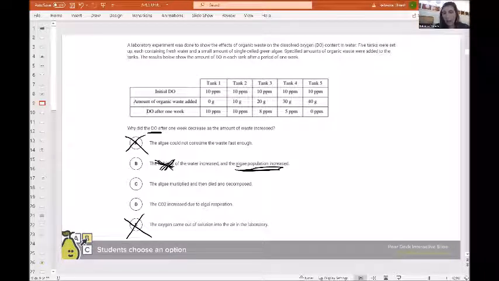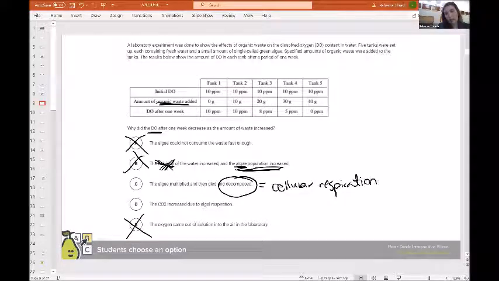And honestly, if you have more photosynthetic organisms in the water and they're doing more photosynthesis, we really should see an increase in dissolved oxygen. So that doesn't quite answer it as well. Okay, so the algae multiplied, which is probably going to happen because you're adding in nutrients, then died, then decomposed. Okay, so this is important. Decomposition is basically going to increase the amount of cellular respiration. And when you do that, that decreases dissolved oxygen, because you need oxygen in order to decompose those dead algae cells. But let's check for D.